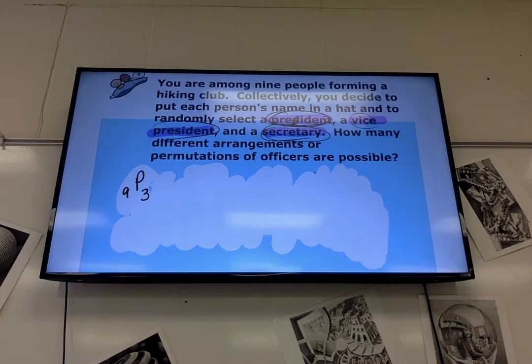Now, it never actually says 3 anywhere. You have to figure out that it's 3 because it talks about the 3 officers. And order makes a difference because if you're picked first, then you're president. If you're picked third, then you're secretary. So it makes a difference as to the order, which is why it's a permutation.